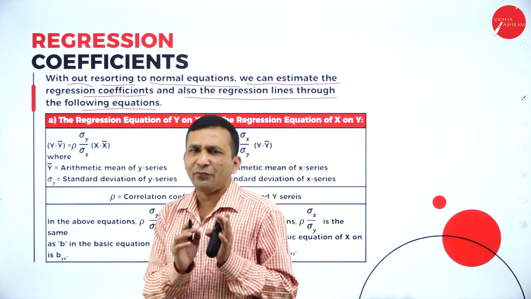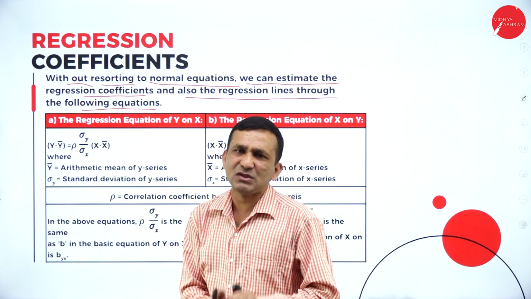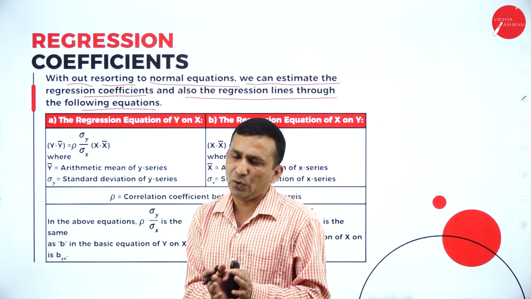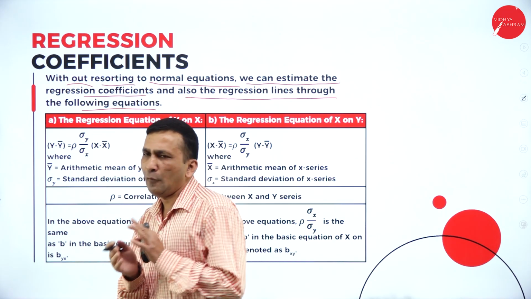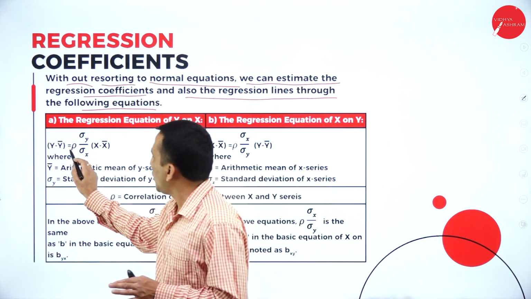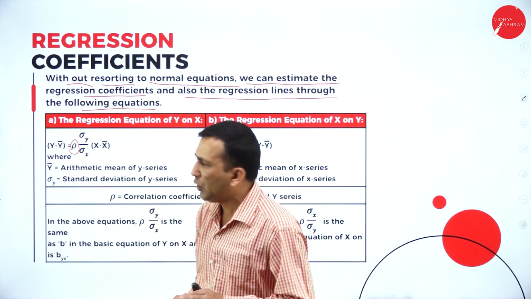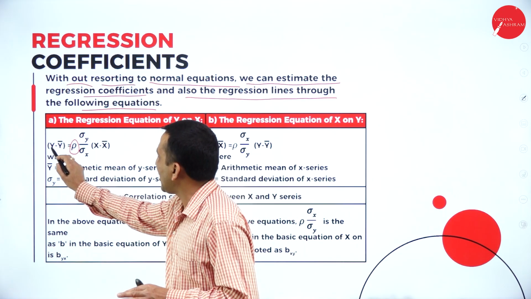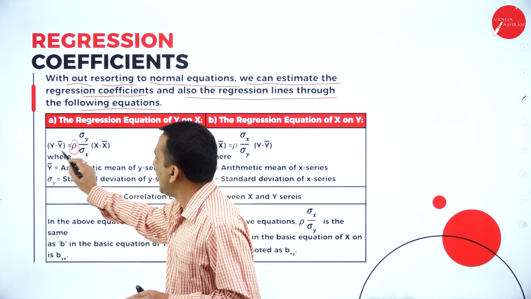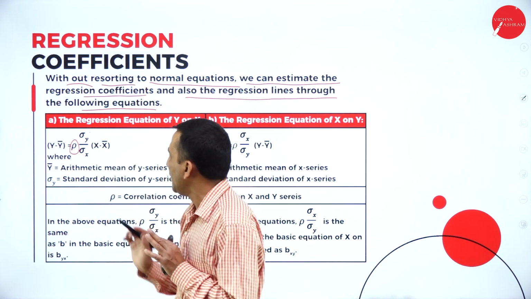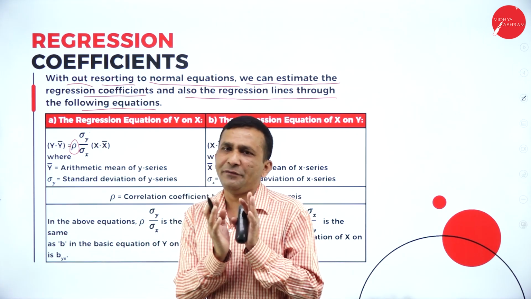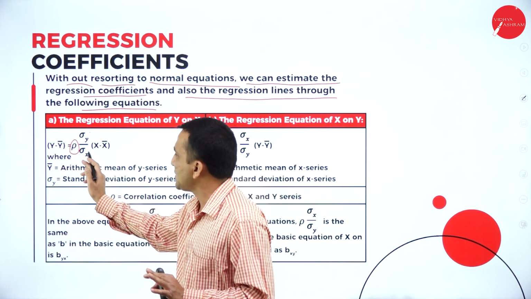So for the regression equation of y on x, from the y series we are trying to find out the mean value, that is y minus y bar, is equal to r, which is nothing but your correlation coefficient value, into, when you are writing y the first time, then in the numerator you need to write the standard deviation of y, divided by the standard deviation of x. You must remember this formula.